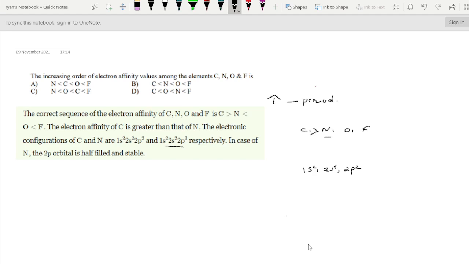As we all know, generally electron affinity increases across the periodic table. Therefore here I am going to write a greater sign. Here also I am going to write a greater sign. Therefore the answer is E. This is quite easy to understand.